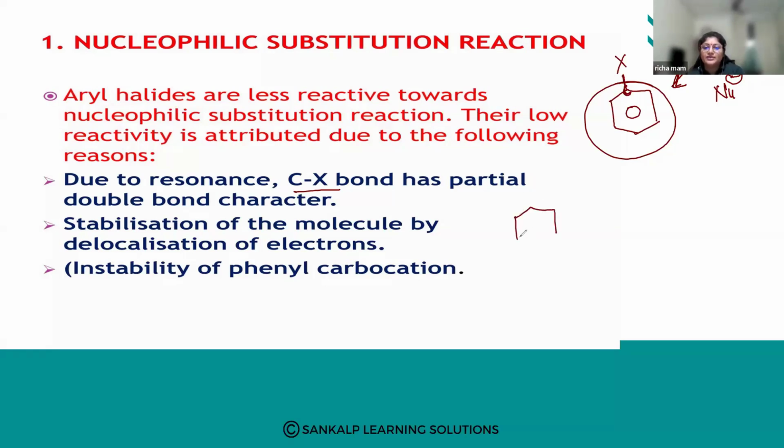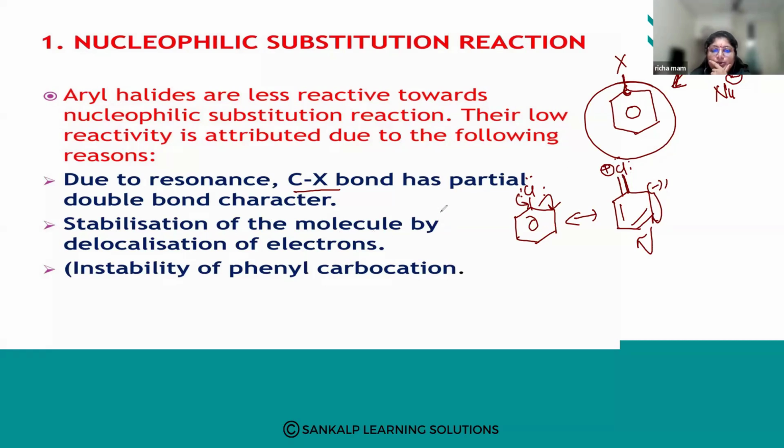So if I write the C-Cl bond like this, what will happen? It will undergo resonance, and I'm going to get a negative charge here. When I write this Cl, it will get a positive charge. So you can see that this is the C-X bond, and this C-X bond has a partial double bond character.